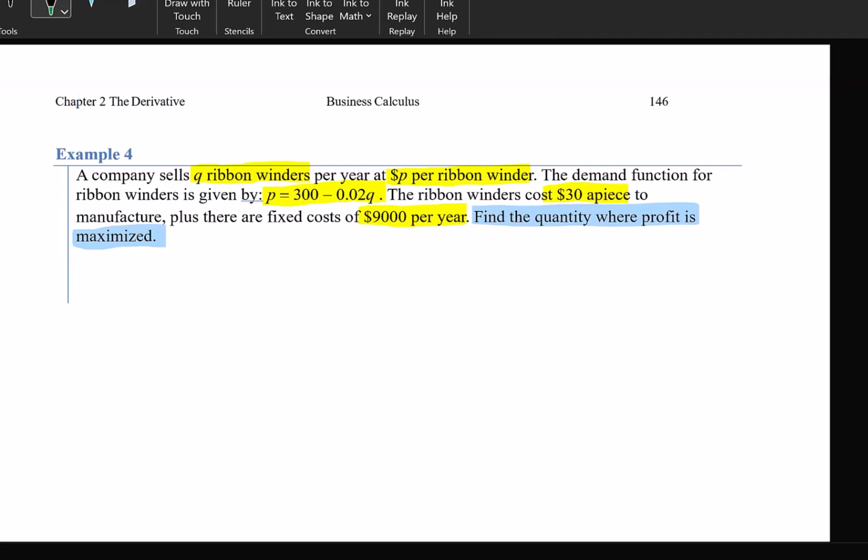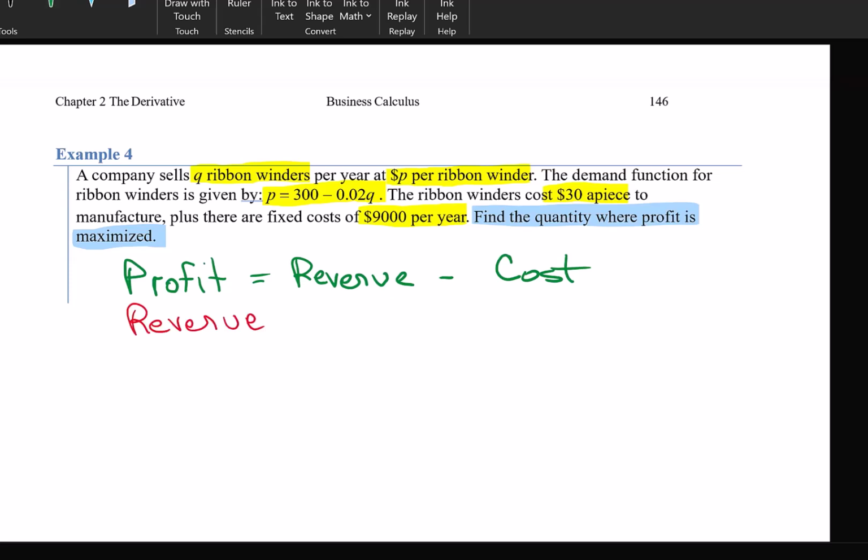How do I find profit? Profit is equal to revenue minus cost. Let's start there. Revenue is equal to P times Q, where P is the demand function as given. Here we have revenue is equal to 300 minus 0.02Q times Q. I need to know what my cost is.